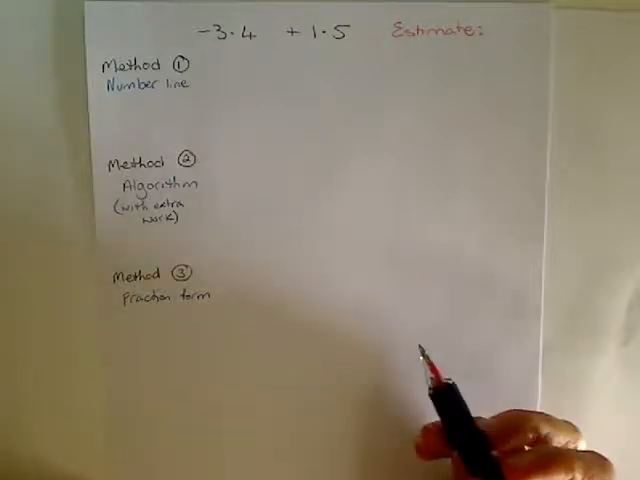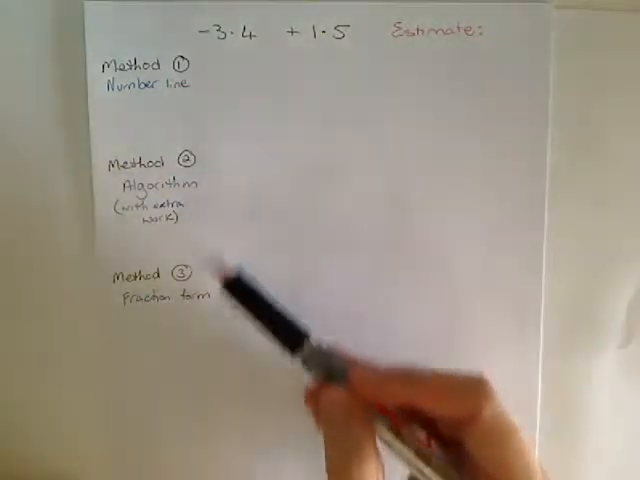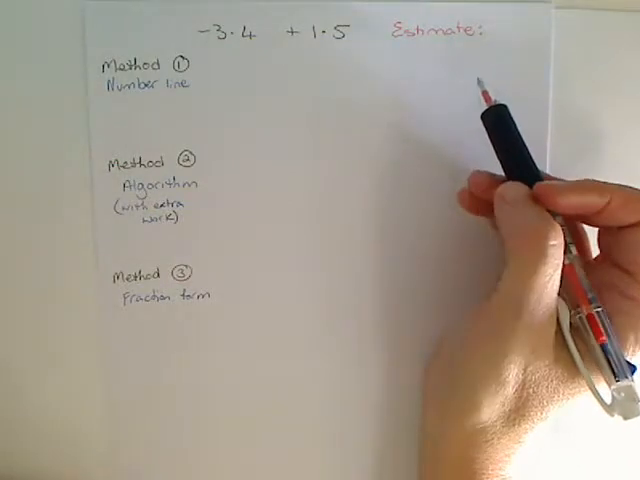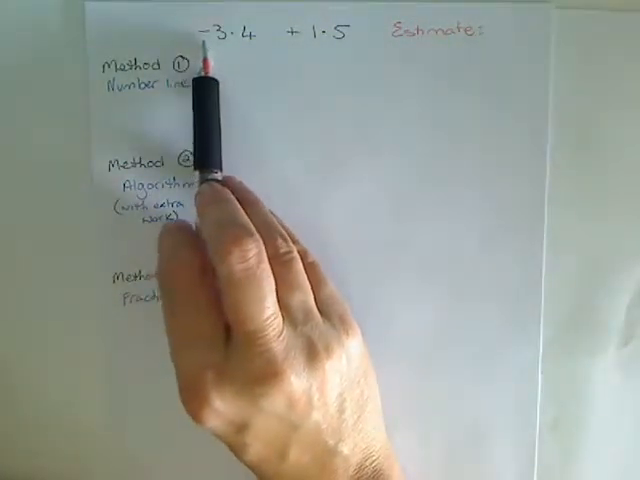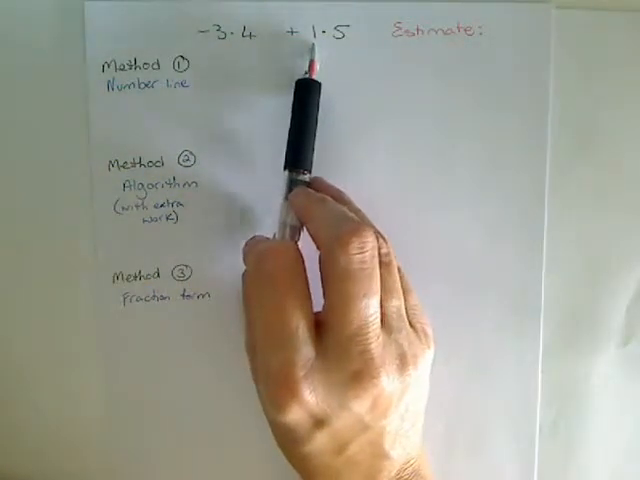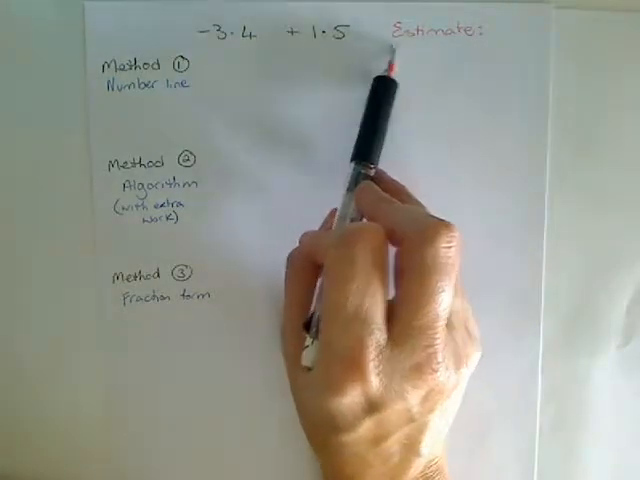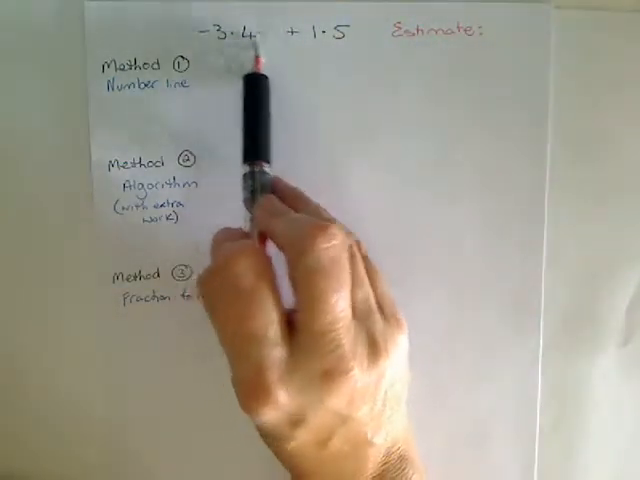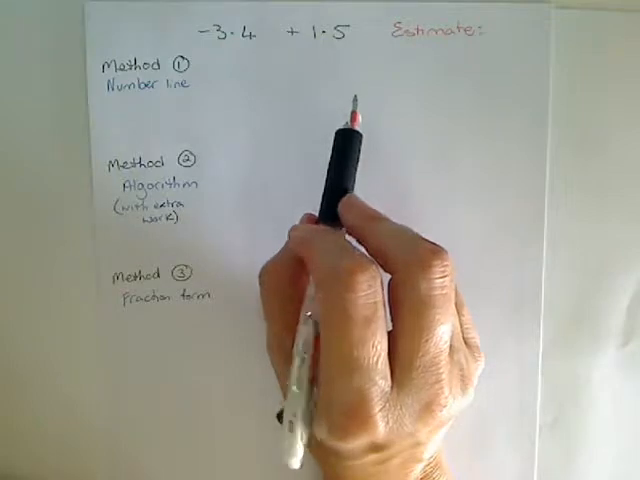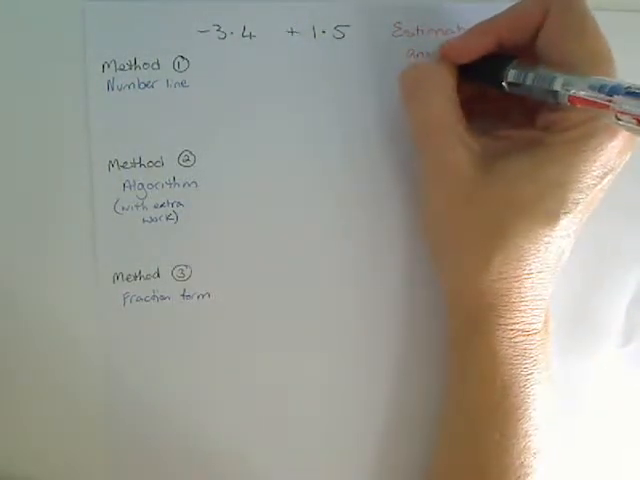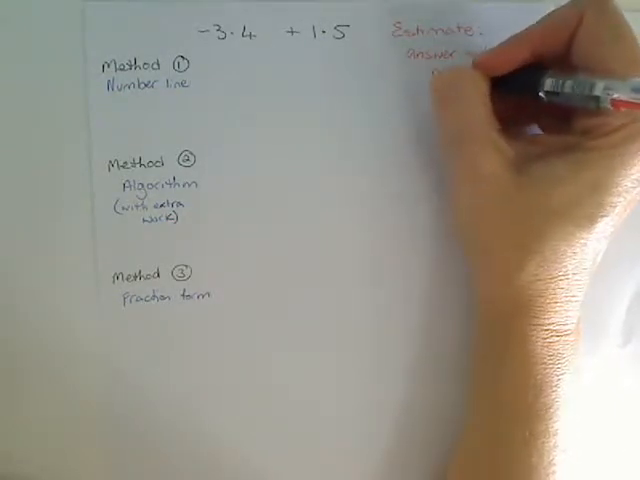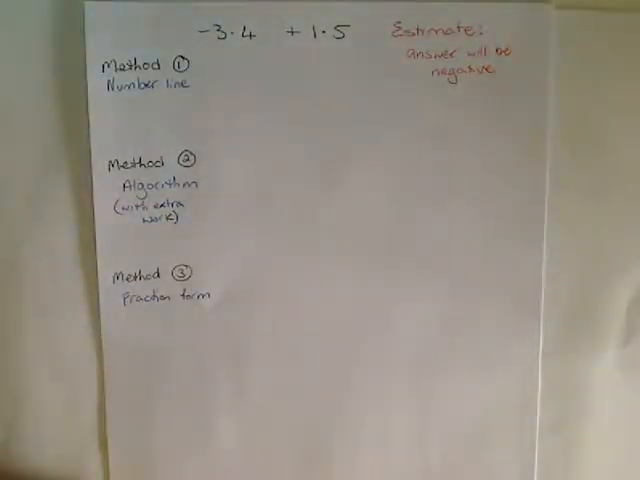Now we haven't been estimating the last few questions because we've got 3 methods to check our answers against. But we'll just estimate to begin with so that we know the kind of answer that we'll get, because now we've got a negative number involved. So we've got negative 3.4 adding on 1.5. In a really basic sense, we know that we've actually got a larger negative number here than the positive side of things, which means our answer is going to be negative. So we need to make sure that that's the case every single time.